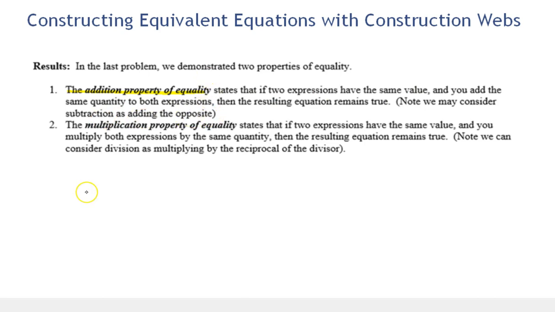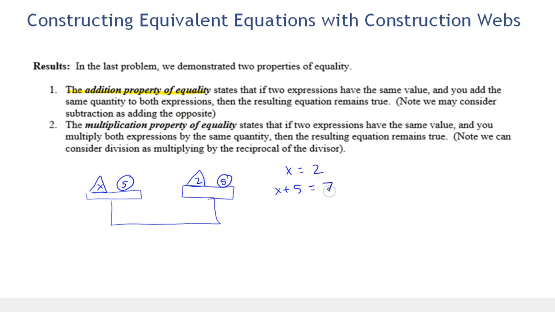So let's look at a picture of this. Here's our balance scale. If we know that, say, x equals 2, we could have our scale balanced with x on one side and 2 on the other. Okay. The addition property of equality states that we could now add any number to both sides of the equation. So I'm going to add 5 to both sides of the equation, and the equation is still true. So we did this when we built construction webs. So we started with x equals 2. Now we changed it to x plus 5 equals 2 plus 5, which is 7. Notice they're different equations, but they're equivalent equations because they have the same solution, namely 2.